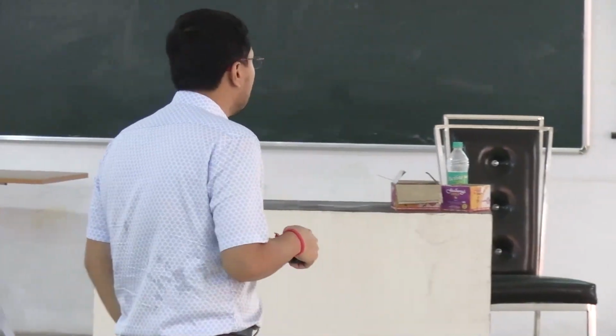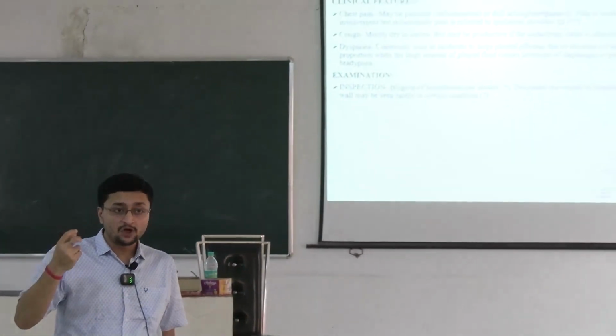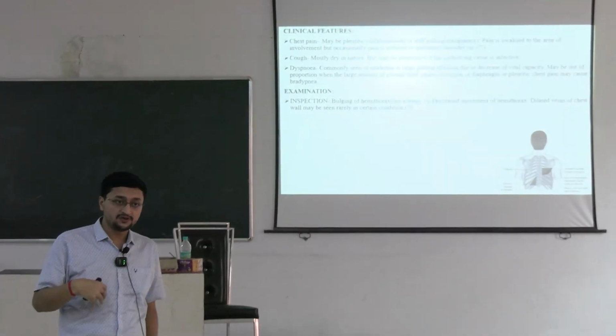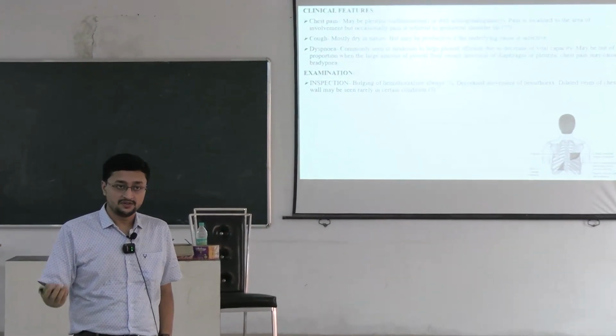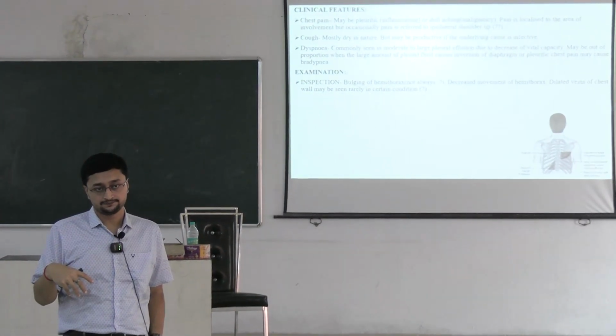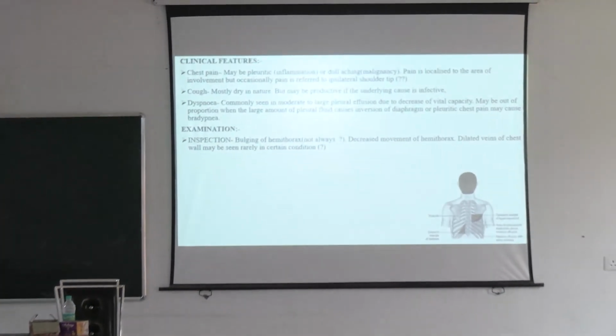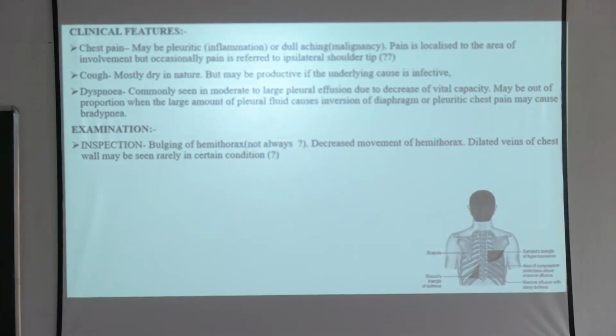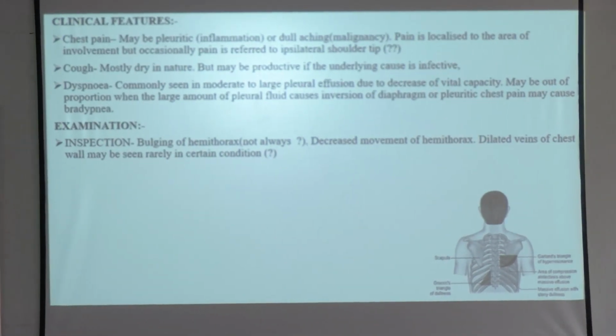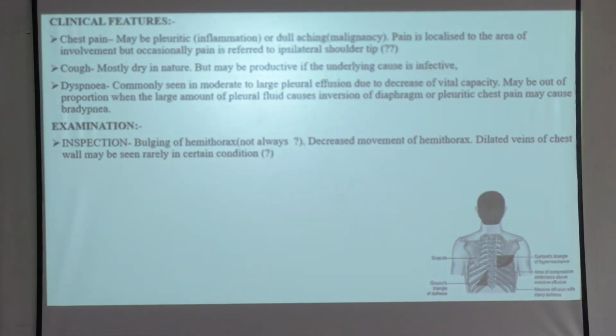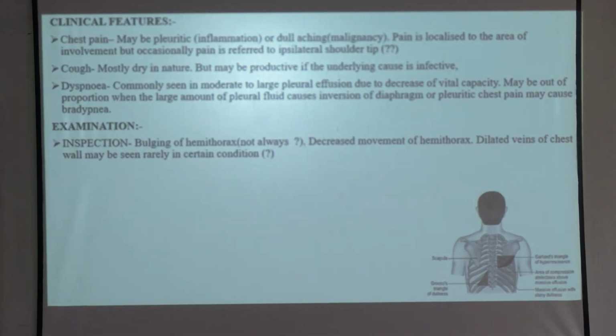So inspection may reveal bulging of the hemithorax. The involved hemithorax may be bulged out because of the accumulated pleural fluid, and also there may be decreased movement of the hemithorax. This is because of the accumulated fluid. Yes, dilated veins of the chest wall may be seen in certain conditions.